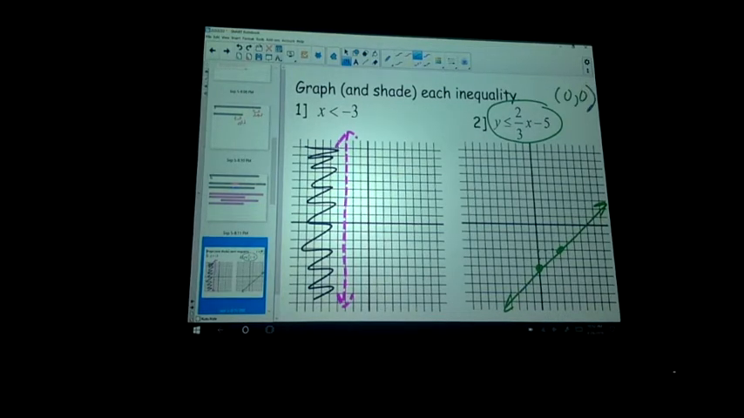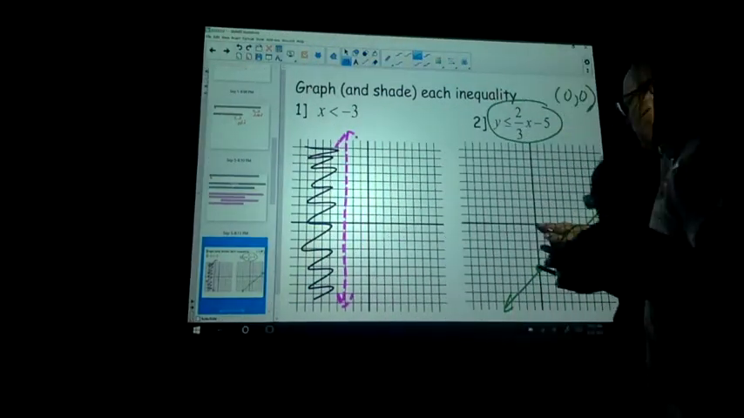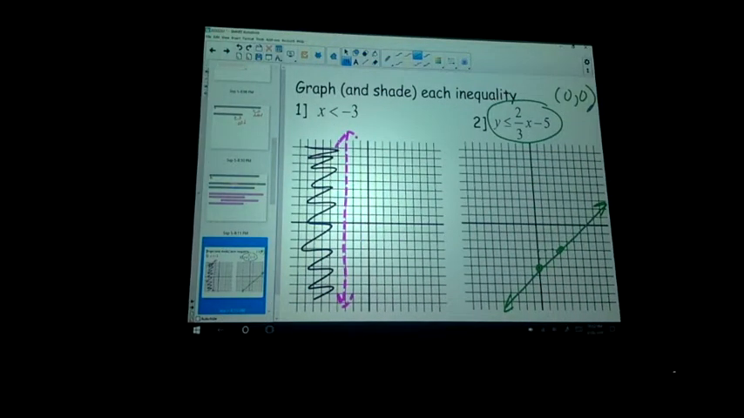Now 0, 0 is definitely on one side of this line. Everyone agree? 0, 0 is definitely right here. It's above this line. Looks fantastic. Plug 0, 0 in. 0 is less than -5. True or false? False. So this gave a false statement, so I'm going to shade underneath my line.